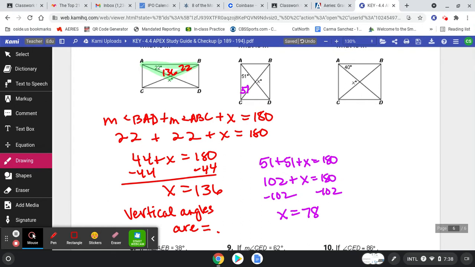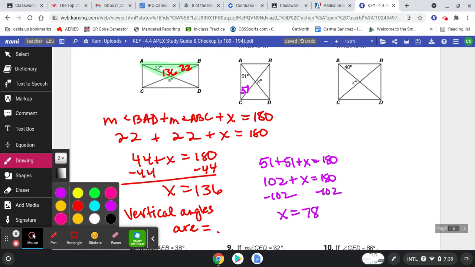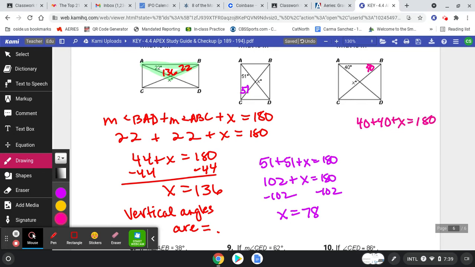Okay, finally, on this one, we're going to have to do an additional step. We know this is 40. We know this one's 40 because of the fact that rectangles have diagonals that are congruent and they bisect each other. So if this is 40 and this is 40, what's our unknown going to be?